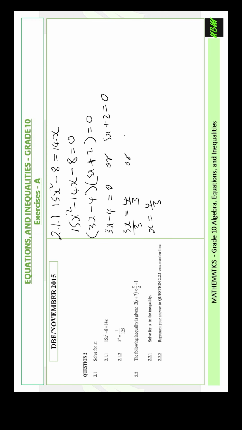Or on the second equation, 5x will be equal to negative 2. After subtracting 2 from both sides, then you divide both sides by 5, then you get x equals negative 2 over 5. We know 5 will cancel 5 there, 3 will cancel 3 in this equation. So these will be our values of x when we are solving the quadratic equation 15x squared minus 8 equals 14x. Right, now let's move on to 2.1.2.